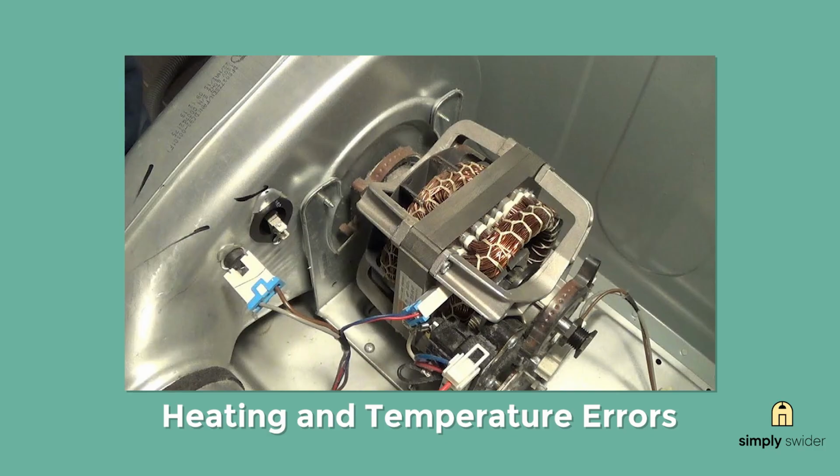So the biggest troublemaker by far is heating and temperature errors. You'll see codes like HC, HE, TC, TE, or TS pop up on that display. HC means your dryer's overheating, while HE usually means there's a heating problem. The temperature sensor codes like TE and TC mean your thermostat isn't reading correctly. Here's what's usually happening. Your vent system is clogged up with lint, and that's causing all sorts of temperature problems.